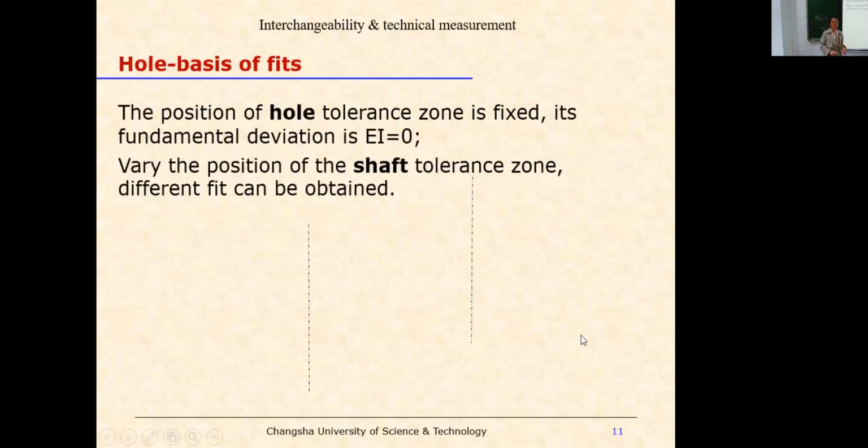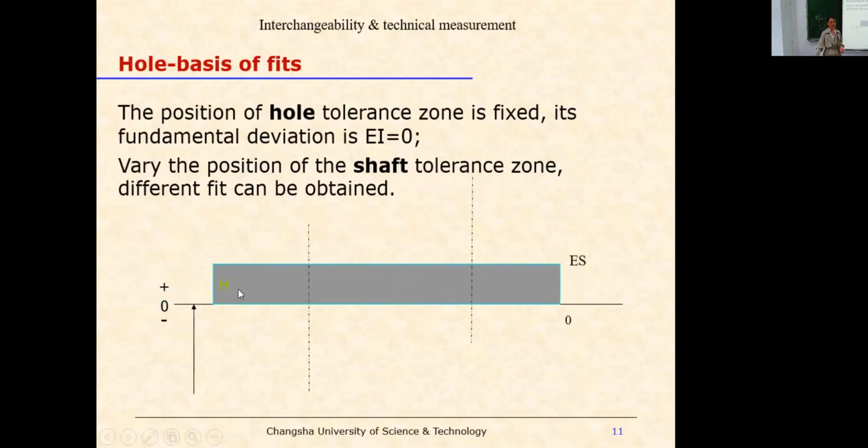So this is the hole basic fit. The position of the hole tolerance is fixed, and its fundamental deviation is EI equals 0. By varying the position of the shaft tolerance, different fits can be obtained. So the low deviation of the hole is 0, and the upper deviation depends on the tolerance grade, like IT1, IT2, up to IT8.